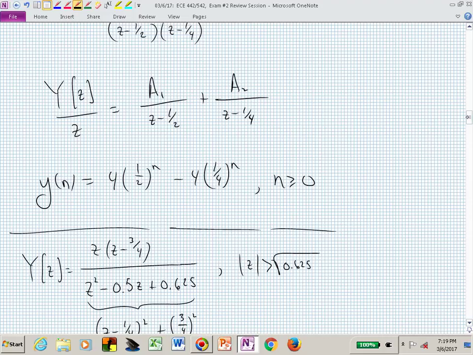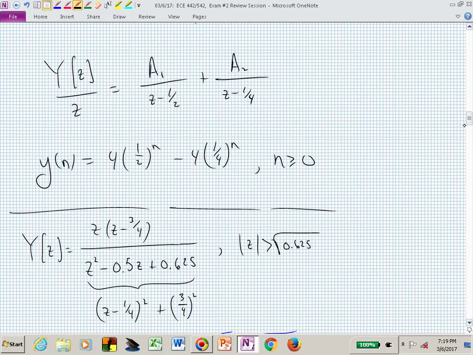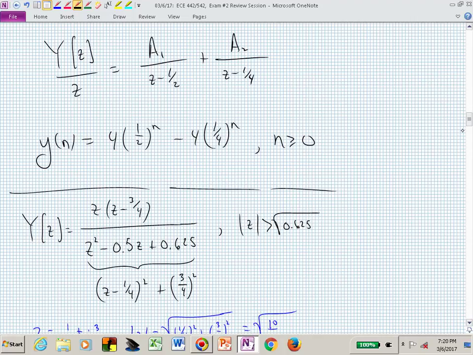You could have a quadratic that now gives rise to complex poles. In this case, if you plug this into your calculator or through the quadratic formula, you would have poles at z equal to 1/4 plus and minus j 3/4. And now we're saying the region of convergence is beyond the square root of 0.625. And now I do have one of those factors in the numerator. I not only have just a z, but I have a z minus 3/4.